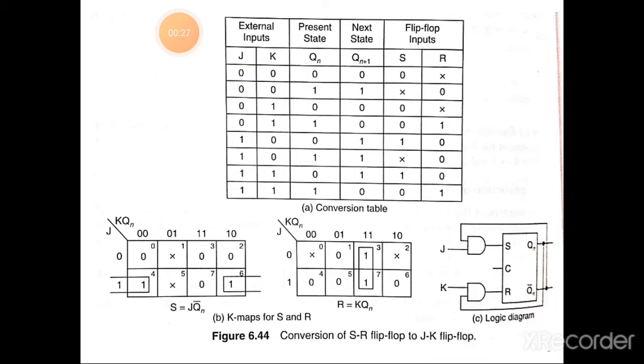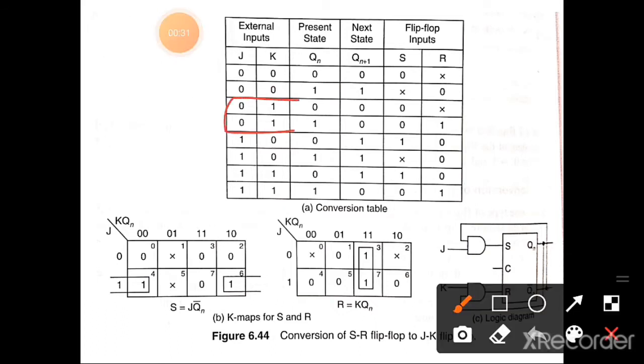Then next case is J and K value 0 1. J is equal to 0, K is equal to 1. So when K is equal to 1, we know that it is a reset state. Reset state means Qn plus 1 is 0 for both. We reset the next state to 0. Whichever the present state, the next state will be 0.